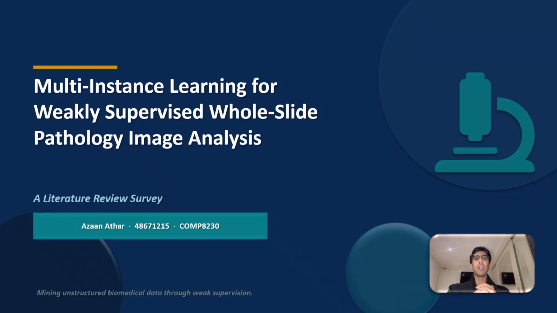Hi everyone, I am Azan Akhtar and this is my literature review survey on multiple instance learning for weakly supervised whole slide pathology image analysis. The survey explains what MIL is, why it matters for unstructured data mining, and how recent methods like CLAM, DSMIL, TransMIL, and cross-scale MIL are applied in digital pathology.